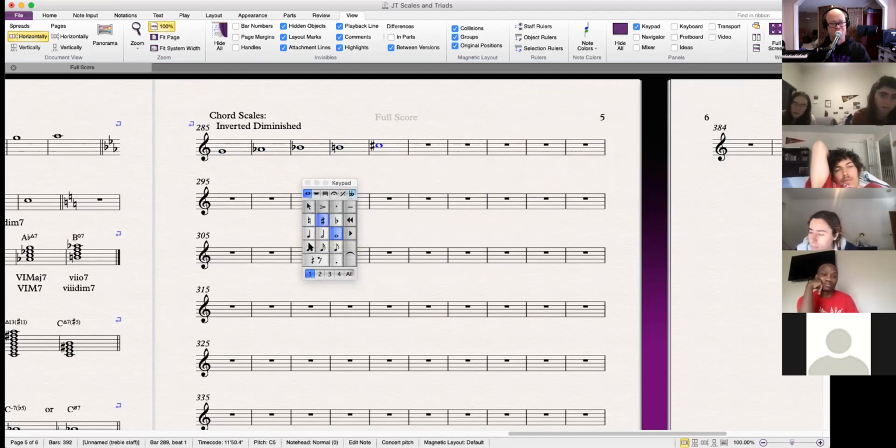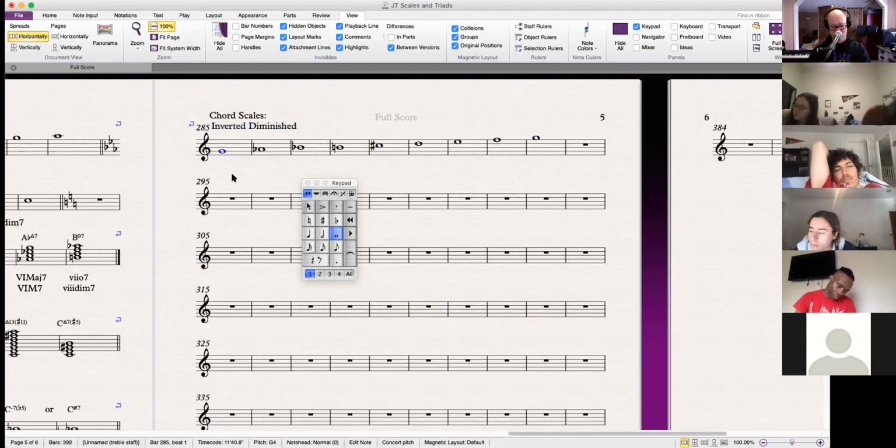I'm going to write that as a sharp so we can see the stepwise motion a little better. Okay, so there's the inverted diminished, and we're not going to write all the intervals, but remember, again, it was half step, whole step, half step, whole step, half step, whole step, half, whole, right? Half whole, half whole, half whole. So this is diminished scale starting on a half step.